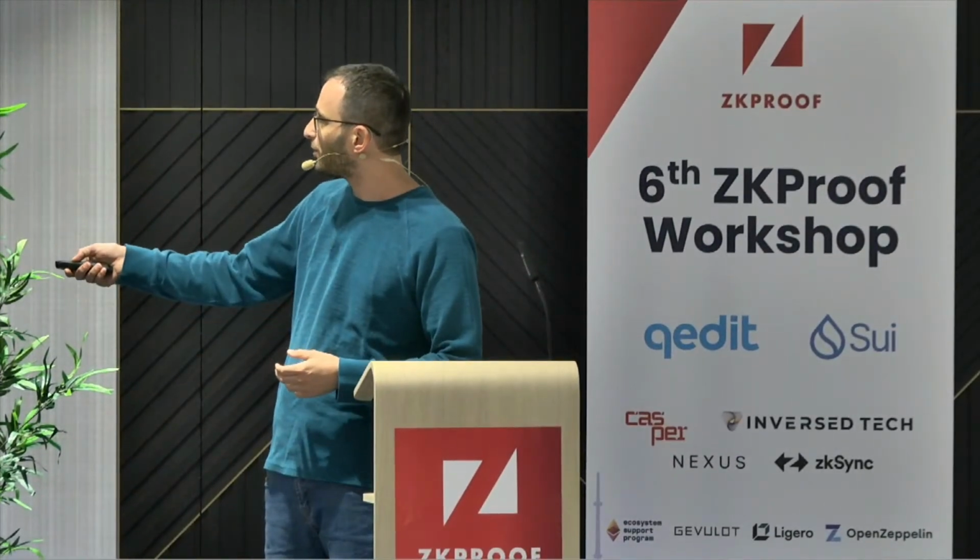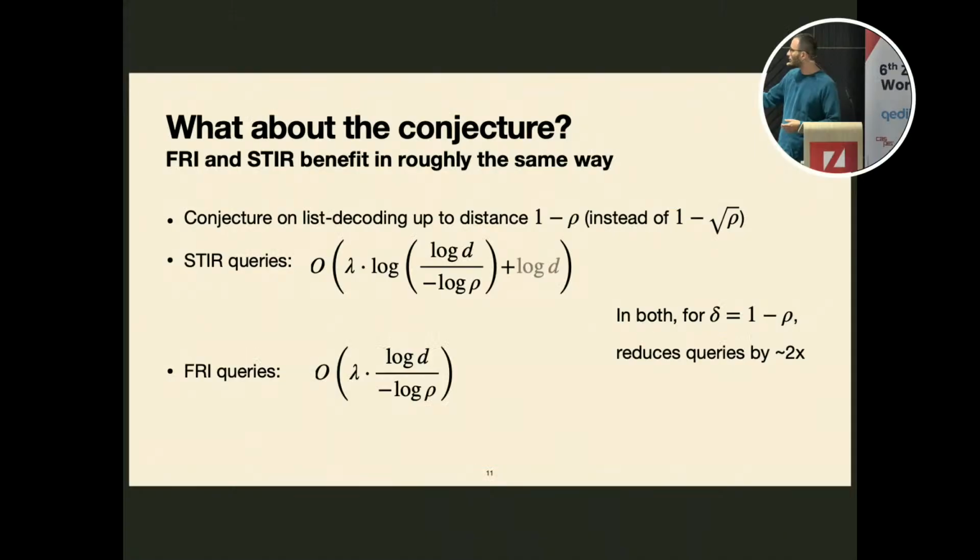What about conjectures? If you're familiar, Phi has two versions, one is provable and one is conjectured, and Steer borrows the same effect. So either you have the provable version or you can assume a conjecture. And the difference in the number of queries, if you notice, is that instead of the square root of rho, you just have rho. And this improves the number of queries by a factor of 2. So this is orthogonal, and it holds for both Phi and Steer.